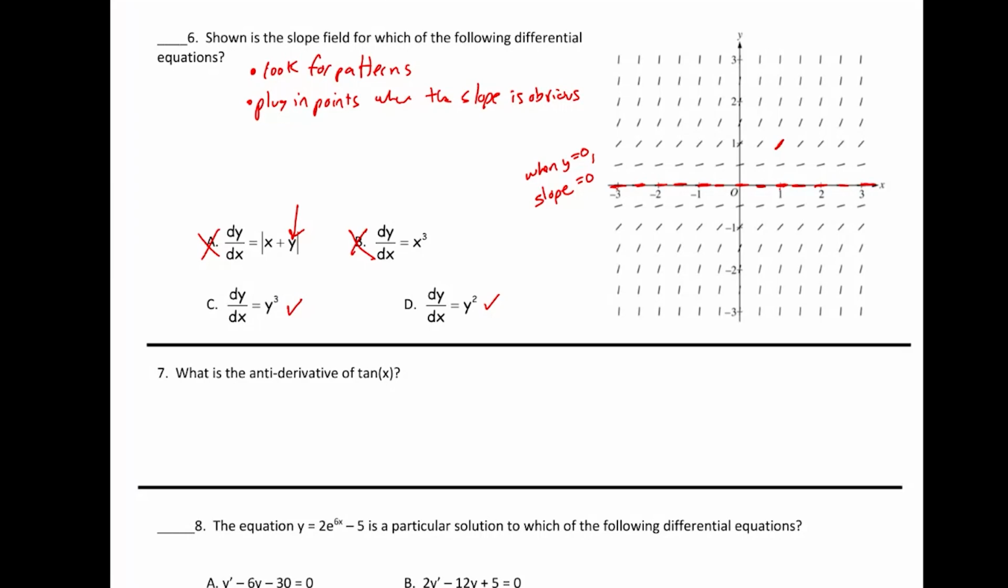But what if we have a negative slope? Let's say we look at the point where y equals negative 1. When y is negative 1, the slope is at least approximately 1. We don't know for sure, but we can see it's approximately 1. So let's see what happens with both of these. If I plug in negative 1 into this, negative 1 cubed is negative 1, so it can't be C. If I plug in negative 1 here, negative 1 squared is 1, so our answer has to be D.